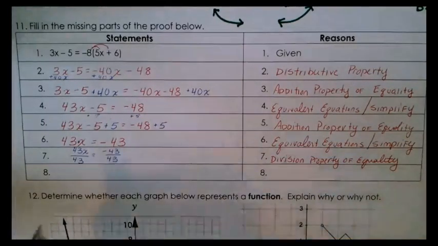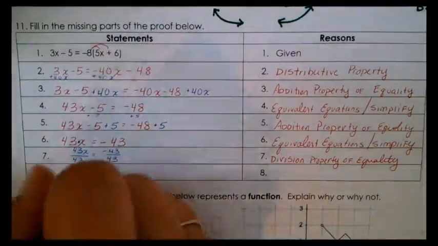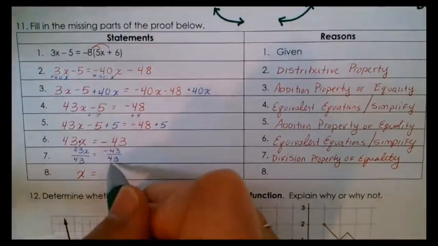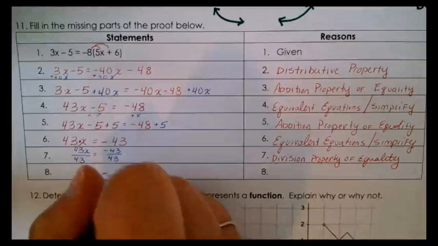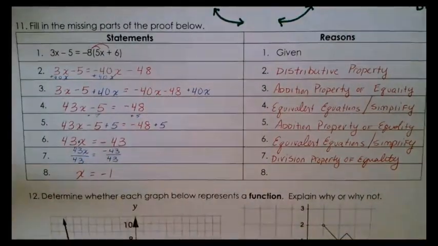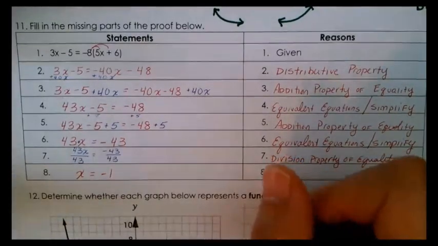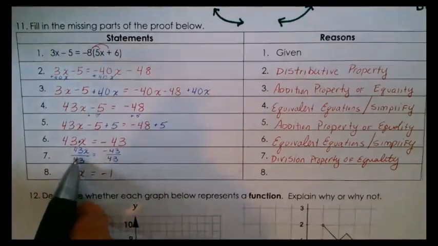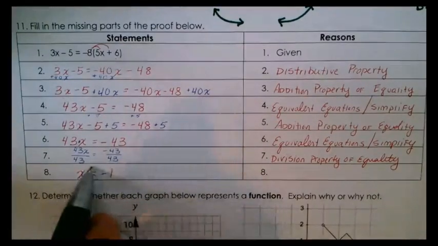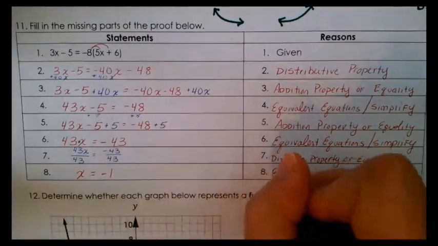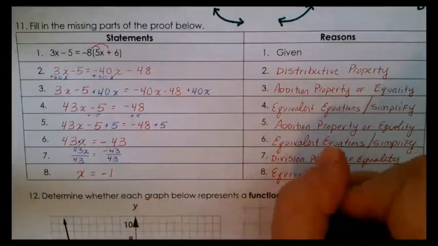And now lastly, for step 8, since we've divided, we're actually going to simplify. So the 43s are going to cancel here, and you're going to be left with x equals negative 43 divided by a positive 43. You're going to get a negative. 43 divided by 43 is just 1. So x is going to equal negative 1. And again, your reasoning is, well, you're just doing exactly what we did in step 7, which was dividing. So we're just going to, instead of writing the division, we're going to actually just simplify it. It's an equivalent equation. So I'm going to put equivalent equations / simplify.